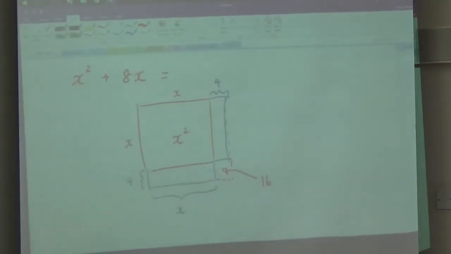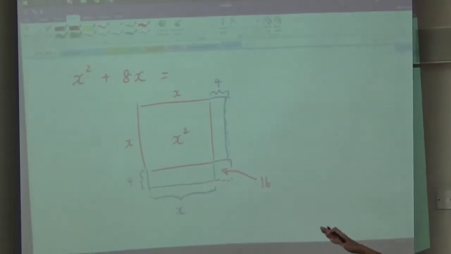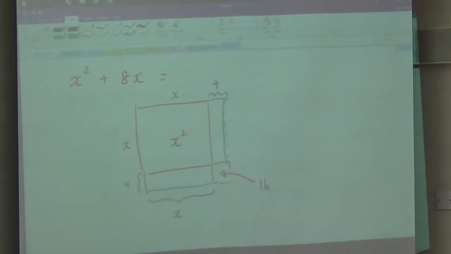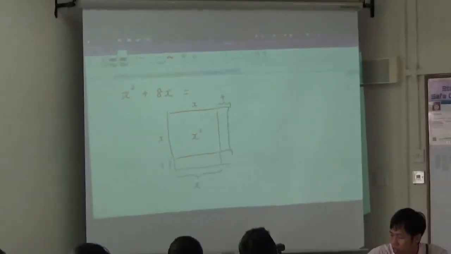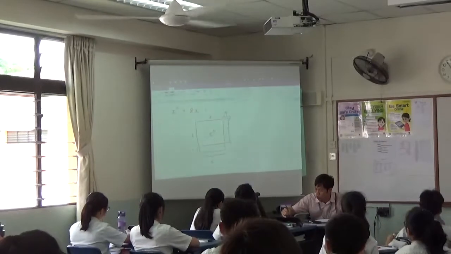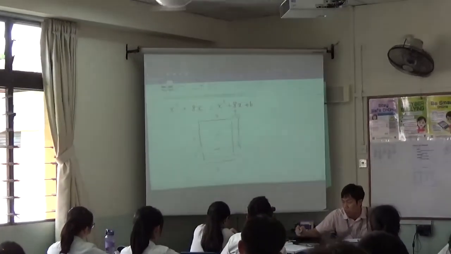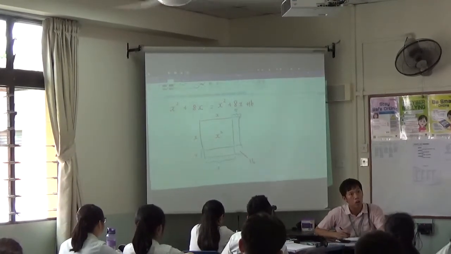What is your perfect square going to be? What are the dimensions? X plus 4 times x plus 4. Okay, that is if I add in 16, right? Now, can I say that this x squared plus 8x is actually equal to x squared plus 8x plus 16, because we wanted to add in the missing piece, 16? Can I say that they are equal?